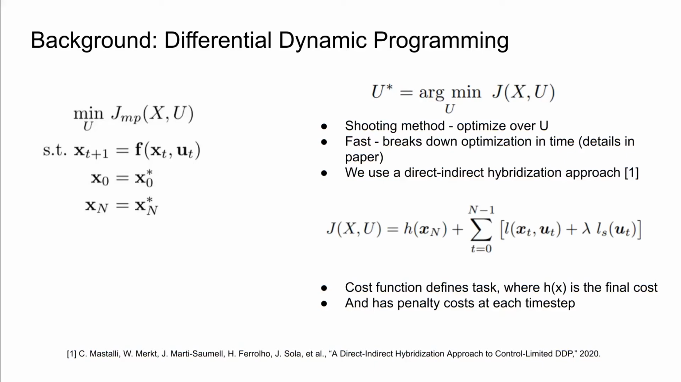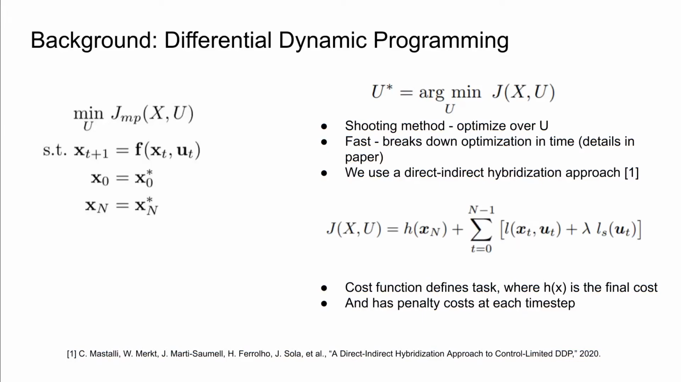In this paper, our scope is differential dynamic programming, which is a method for solving optimal control problems. DDP is a shooting method and optimizes over control trajectories only, and it breaks down the problem in time and recursively solves smaller subproblems, and as such it's faster. We use specifically a direct-indirect hybridization approach as referenced here. DDP itself describes the problem and the regularization in one cost function. So it encodes the task in H here and the regularization in LS.